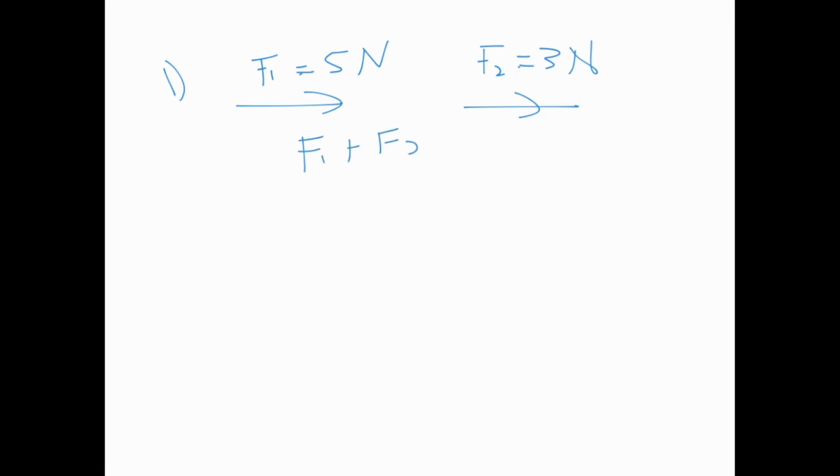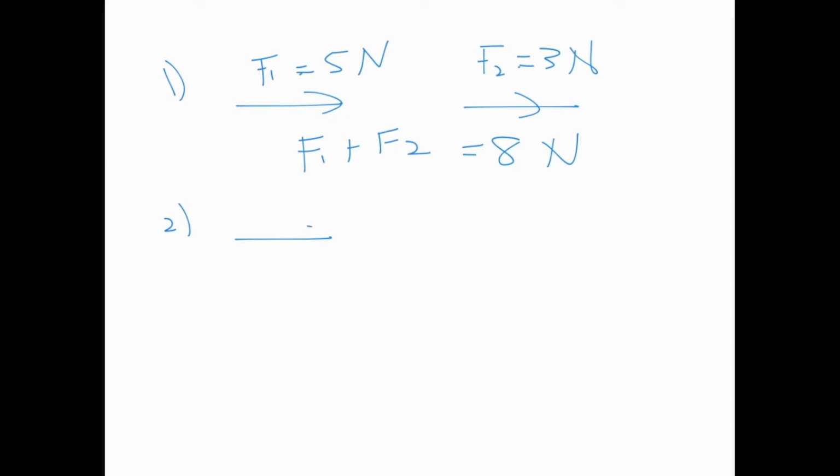But when you talk about vectors, direction is super important. For example, let's say you have a vector F1 equals 5 newtons to the right, then another vector F2, which is 3 newtons to the right also. If I say F1 plus F2, the total will be 8 newtons. If they are in the same direction, we just add them up together.